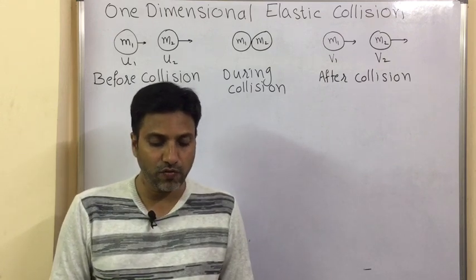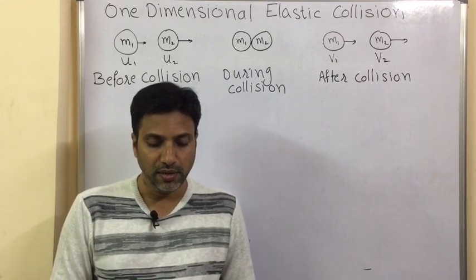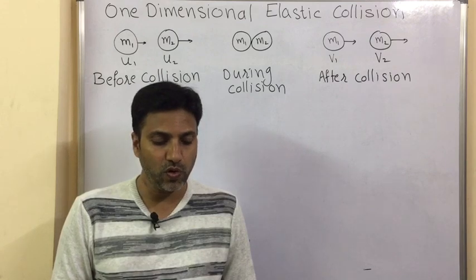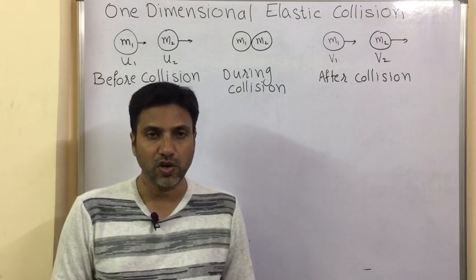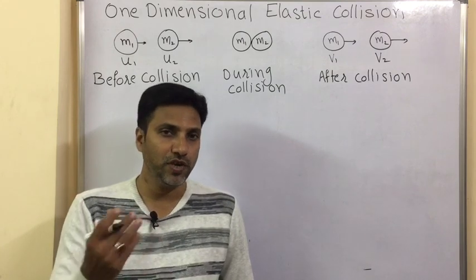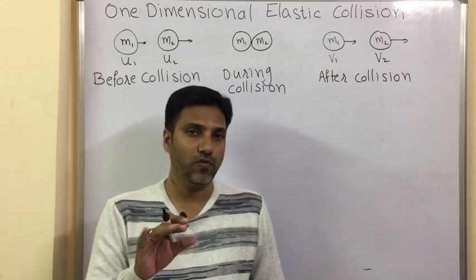Show that in case of one-dimensional elastic collision, the relative velocity of approach of two colliding bodies before collision is equal to relative velocity of separation after collision. So this is the first part of the question. This will be getting for 4 marks.